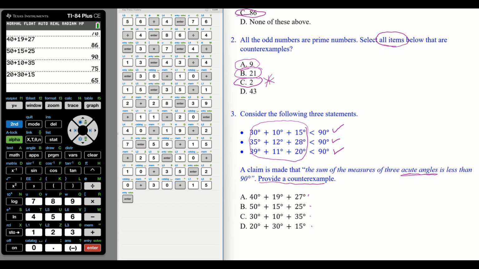Okay, let's see. Option A, 86, is less. It looks like all of them are less, but the second one, option B, equals 90. Is that a counterexample? Yes, because the claim was that they are all less than 90. The fact that we found one that equals 90 qualifies as a counterexample.